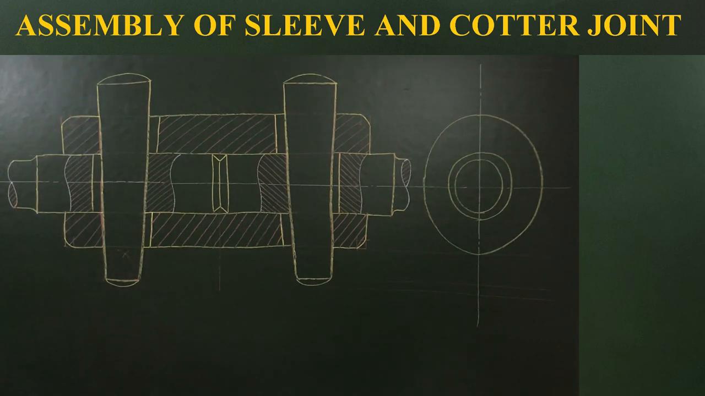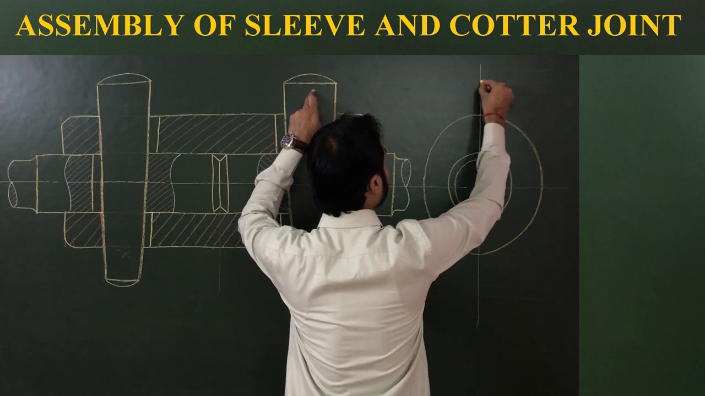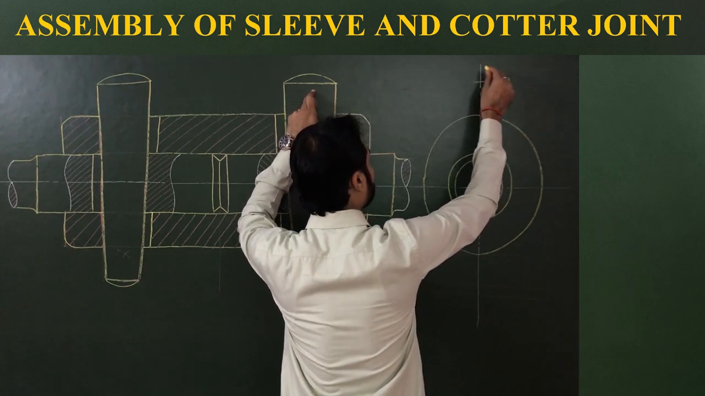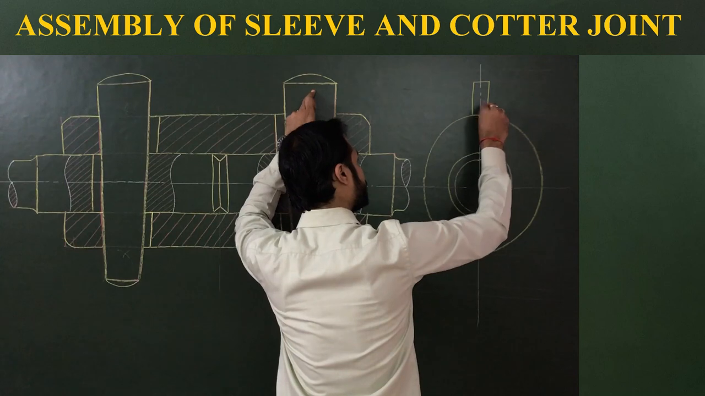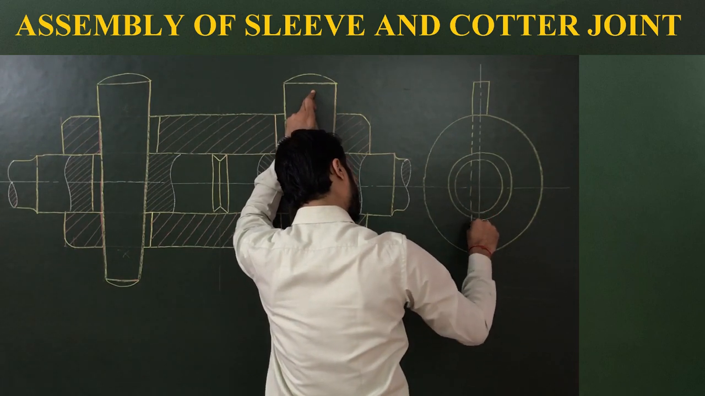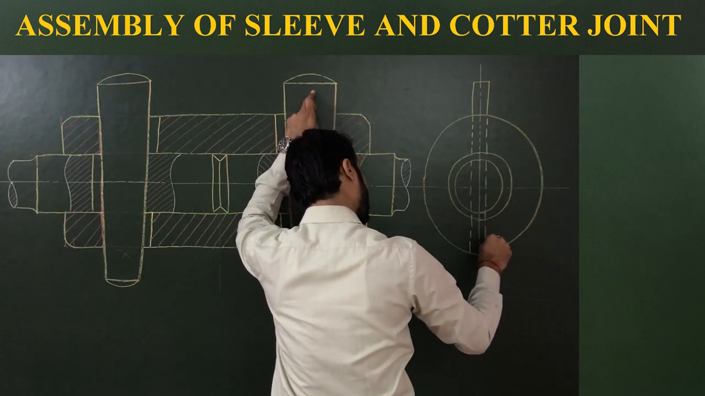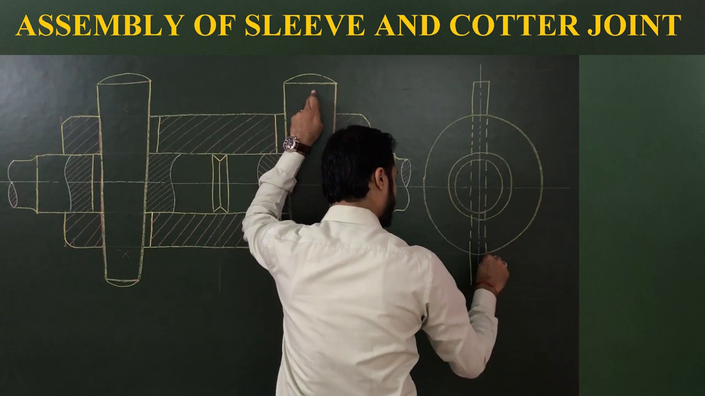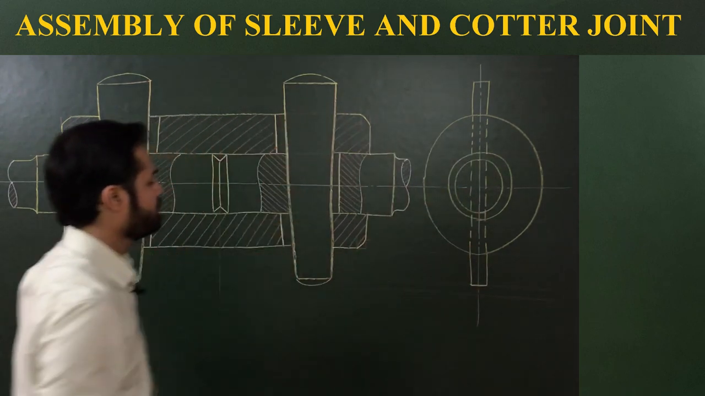Then for cotter, if you see the pictorial view of cotter, the thickness of cotter is 8. So the thickness is 8, it means from the side view, from the center, half of it 4, half of it 4. And then draw lines parallel to axis up to the sleeve and then hidden up to the circumference of the sleeve, again dark visible up to the limit of cotter. To the limit of cotter means for 50, right?